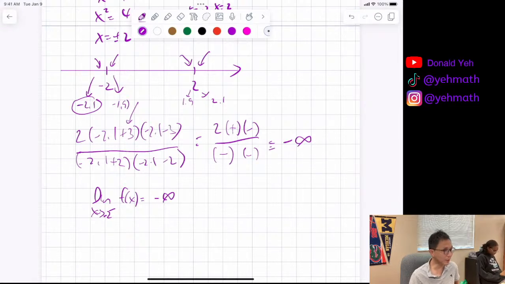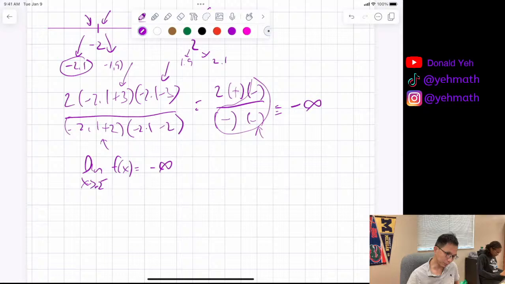Negative 2.1 plus 3 is positive. Negative 2.1 minus 3 is negative. Negative 2.1 plus 2 is negative, and this is negative. Total, those three negative signs will end up being negative. If there's an even number of negative signs, it's going to go to positive. Yes, Brendan? When would you use positive? I'm going to get there.